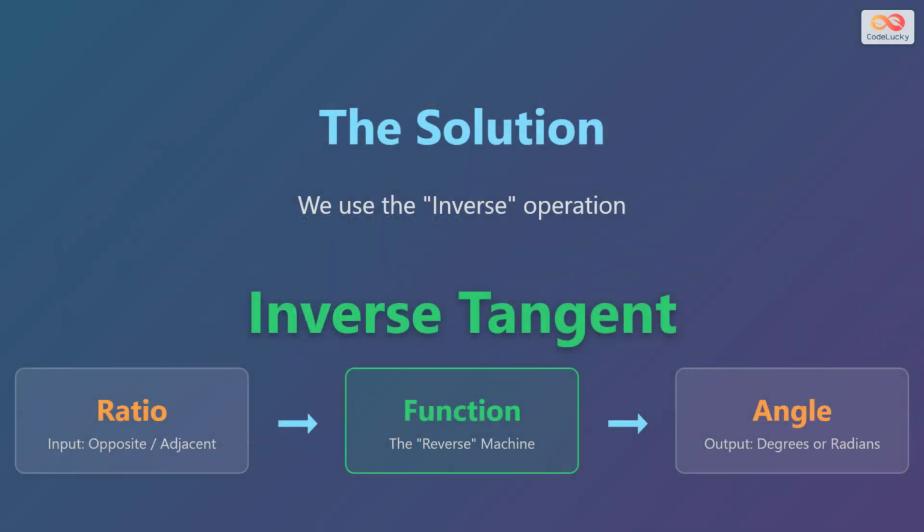This is where the inverse tangent comes in. Think of it as a reverse machine. While the standard function takes an angle and gives you a ratio, the inverse function takes that ratio as input and outputs the original angle.